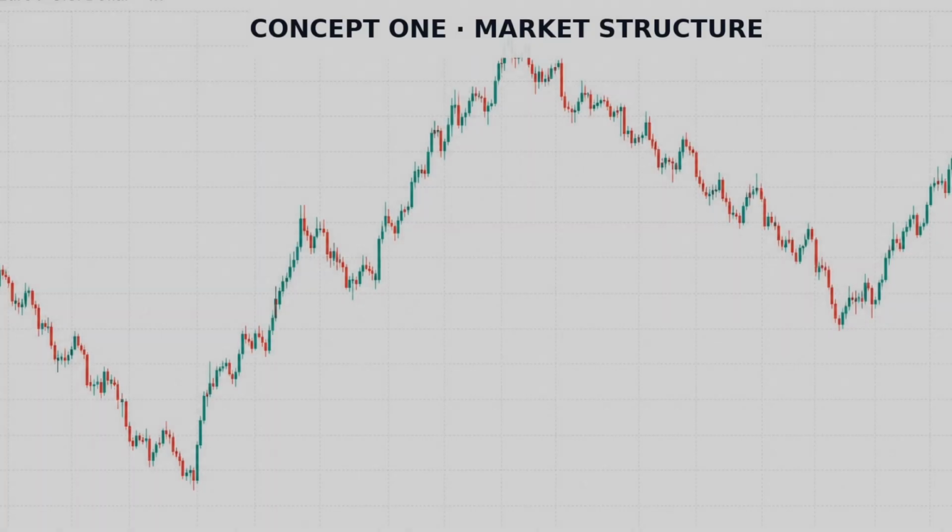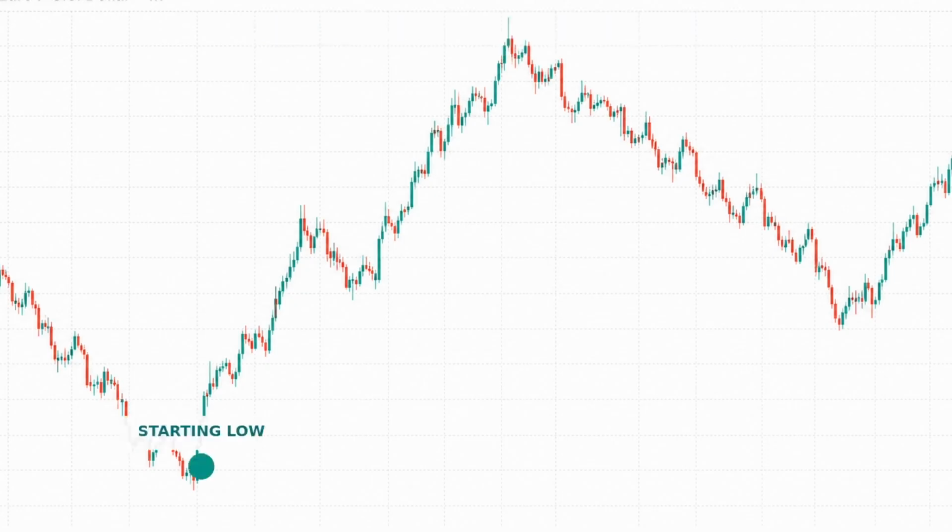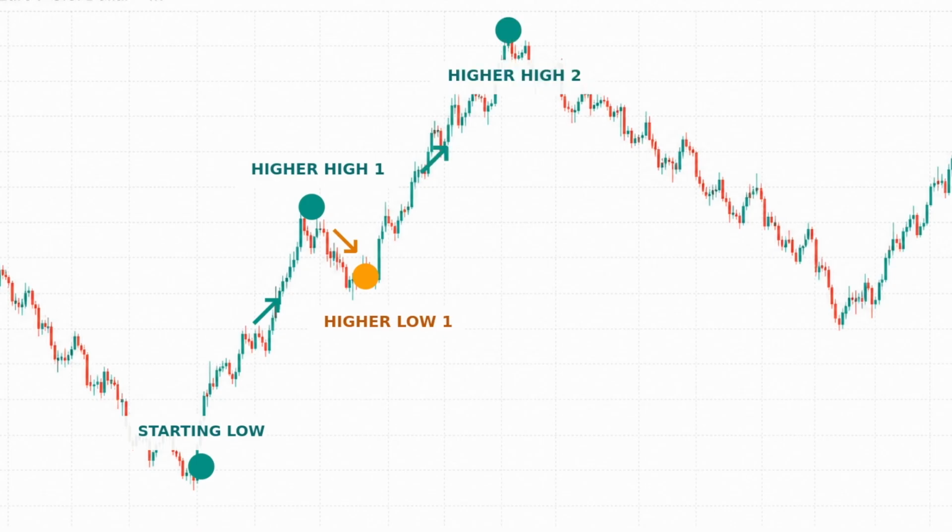In an uptrend, price generally creates higher highs and higher lows. A higher high forms when price moves above the previous important high. A higher low forms when a pullback remains above the previous important low before buyers take control again. This sequence tells us that buyers are still willing to purchase at increasingly higher prices.